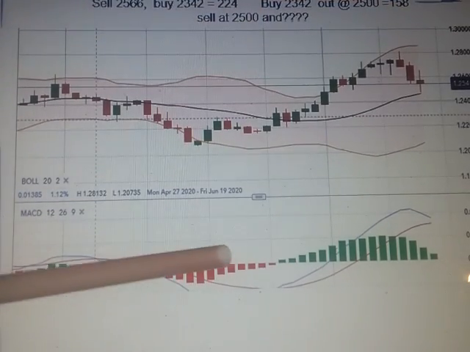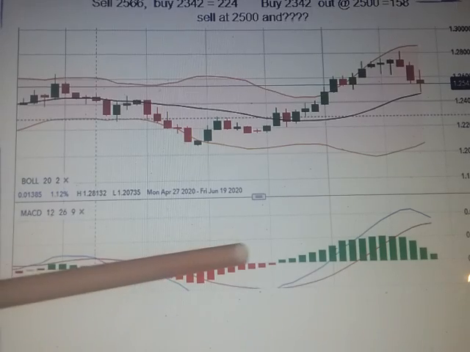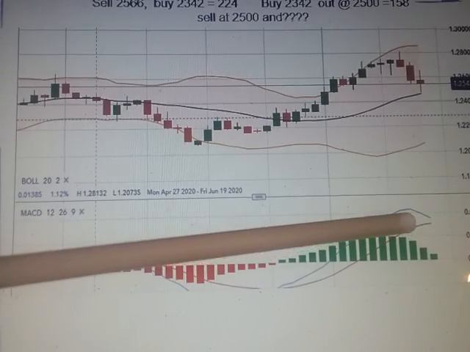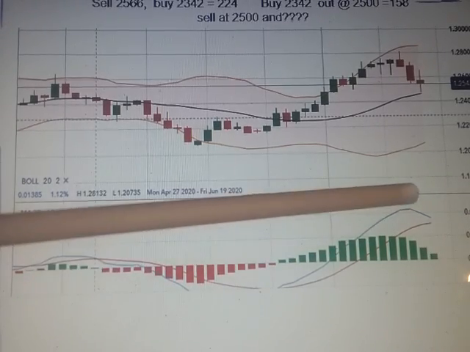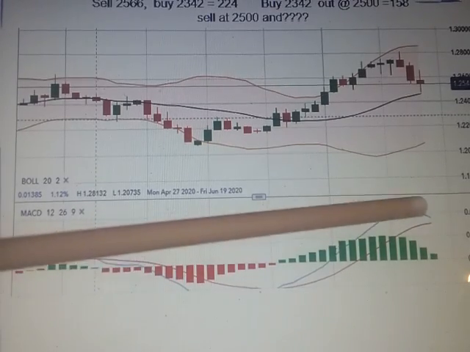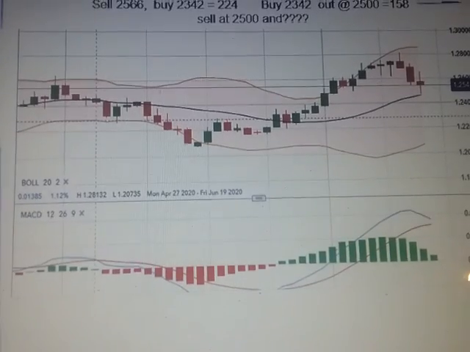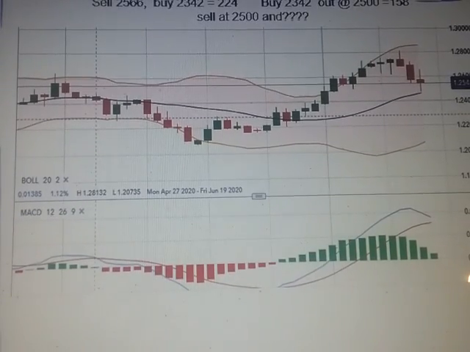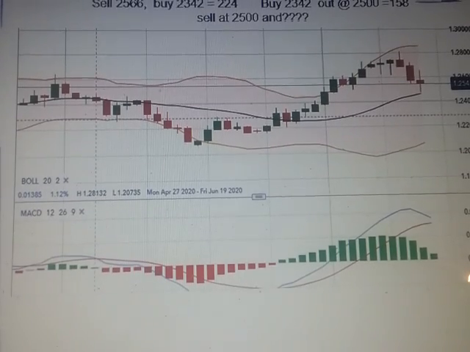You can see that on the MACD, you have a real rise in the MACD, and the blue line is about to go down. So you can expect a nice hefty sell profit from this.